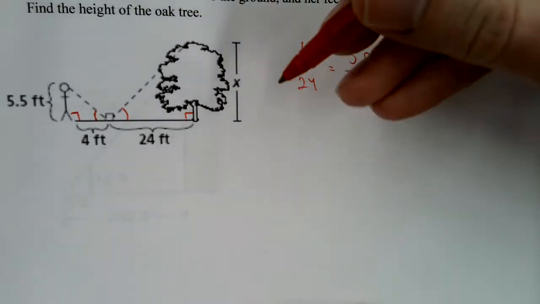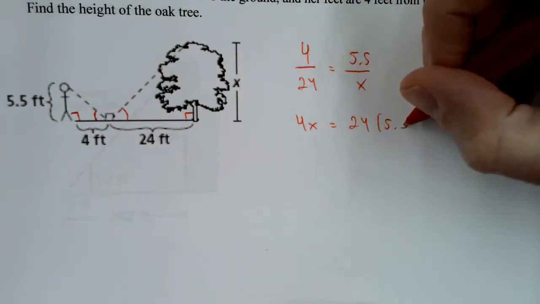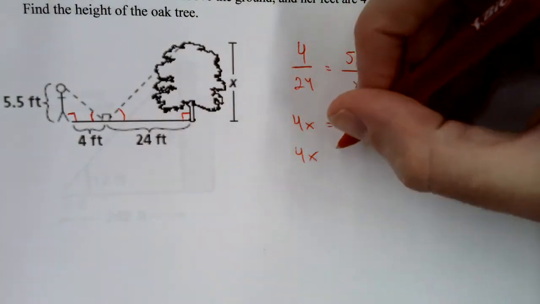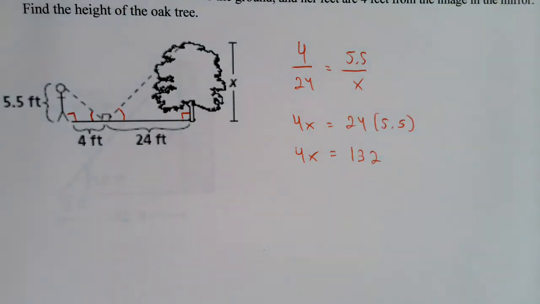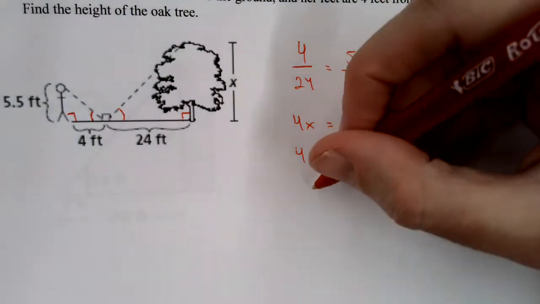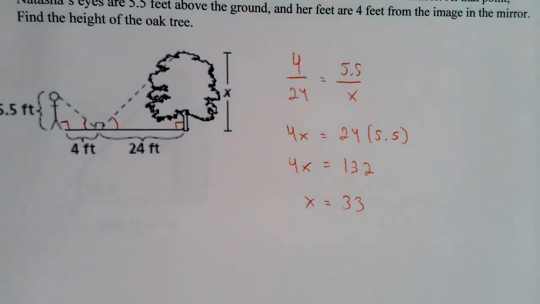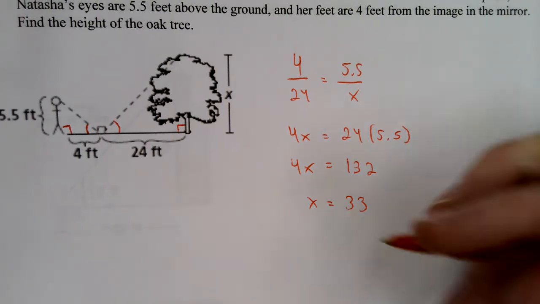Cross multiply: 4 times x equals 24 times 5.5. So that means 4x equals 132. 132 divided by 4 gives you x equals 33. So put that in a sentence. The oak tree is 33 feet tall.